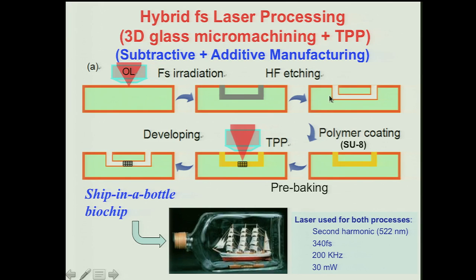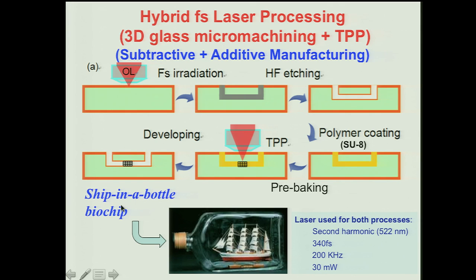Namely, first, a three-dimensional microfluidic structure is fabricated inside the photosensitive glass by femtosecond laser direct writing, followed by thermal treatment and successive chemical wet etching. The created microfluidic structure is filled with the resin SU8. After pre-baking, two-photon polymerization using the same femtosecond laser is carried out. By developing the laser exposure, three-dimensional polymer micro and nanostructures can be created inside glass microfluidics.